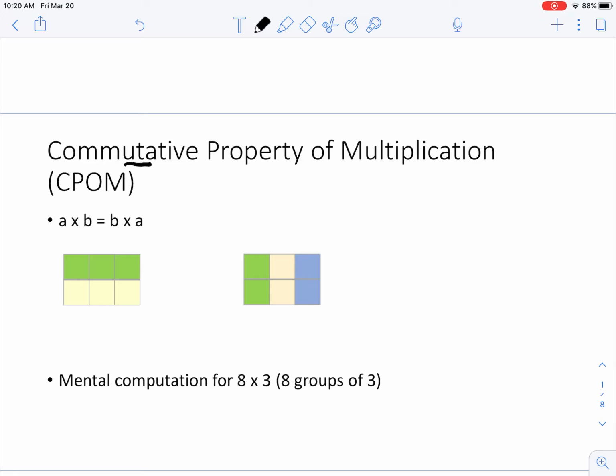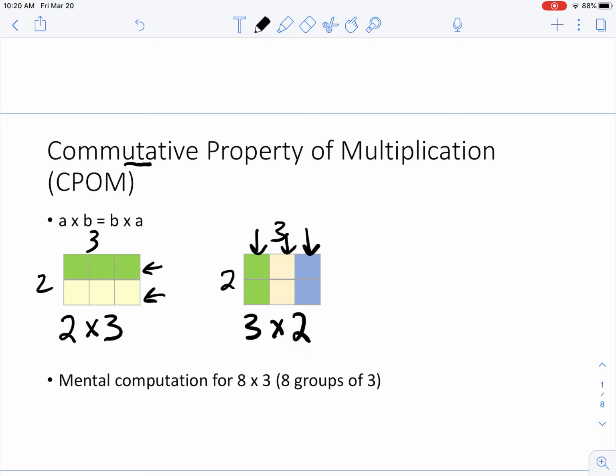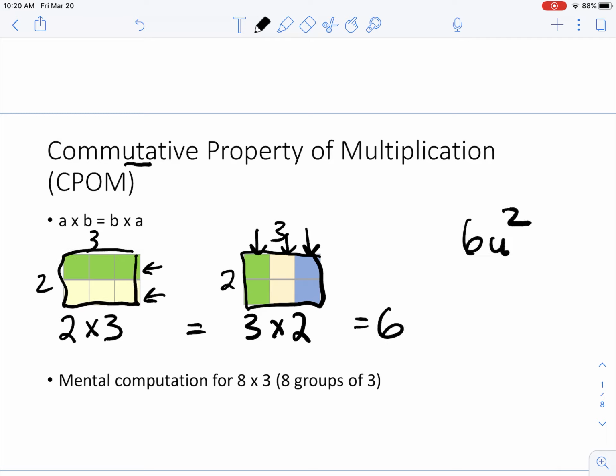This is easily seen with an area model. Both of these identical rectangles are 2 units by 3 units. And I can either think about this as 2 groups of 3 squares, or I can think about this as 3 groups of 2 squares. They both result in the same total area, so they're both equivalent with 6 units squared if we were concerned about units.